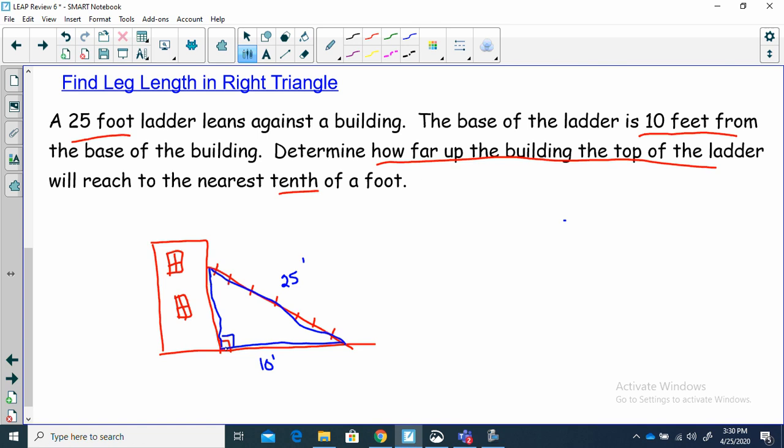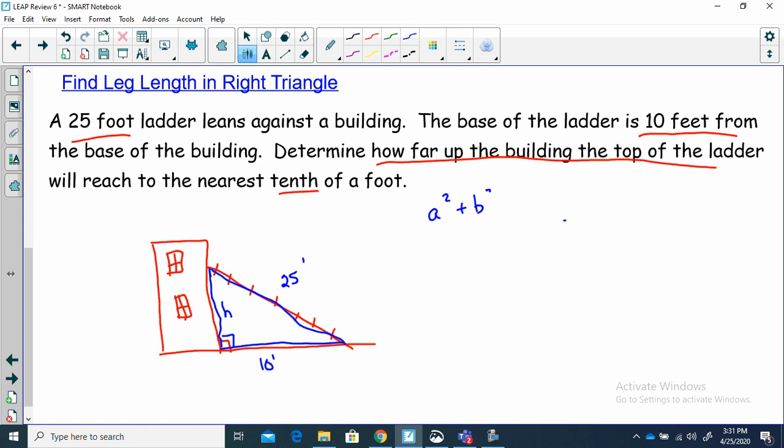Determine how far up the building the top of the ladder will reach to the nearest tenth of a foot. So I'm looking for this height, right? I could call it any letter I want to. Let's look at the triangle we have. It's a right triangle, and we're trying to find the length of one side, so we're going to need to use the Pythagorean Theorem.